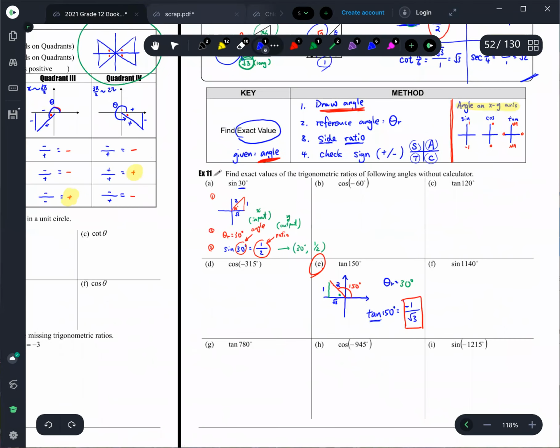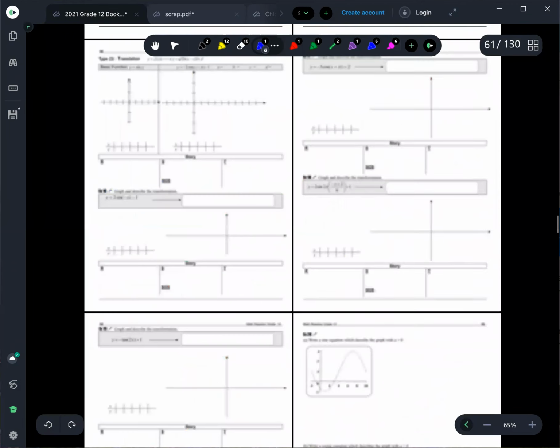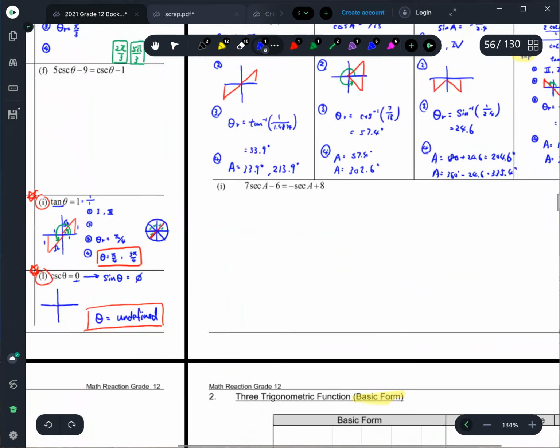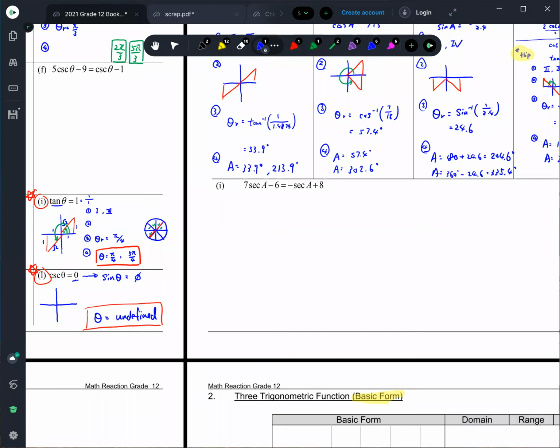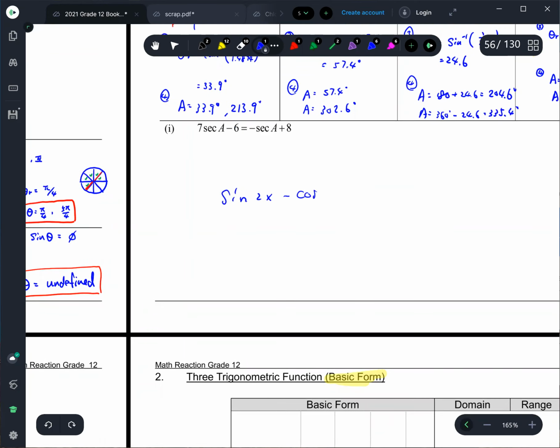Okay, Yosher, you have questions? I have a question about identities. Okay, what is it? It's like sine 2x minus cosine 2x equals 0. Okay, and then? And then I don't know how to solve it. But you want to find the x, is it?